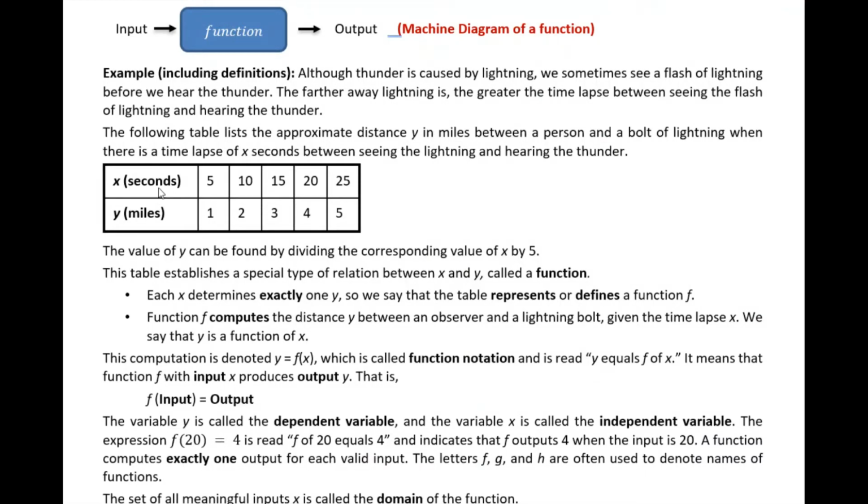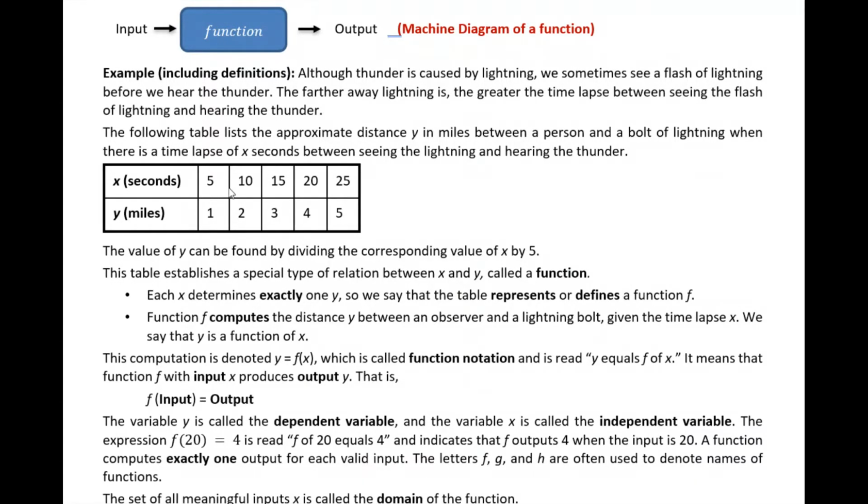In the first row, you see the number of seconds. In the second row, you see the number of miles. How they form this table is, whenever we have a lightning, after that we hear the thunder. This is a really simple model. They determine the number of miles a person is away from the lightning by calculating the number of seconds after the lightning they hear the thunder.